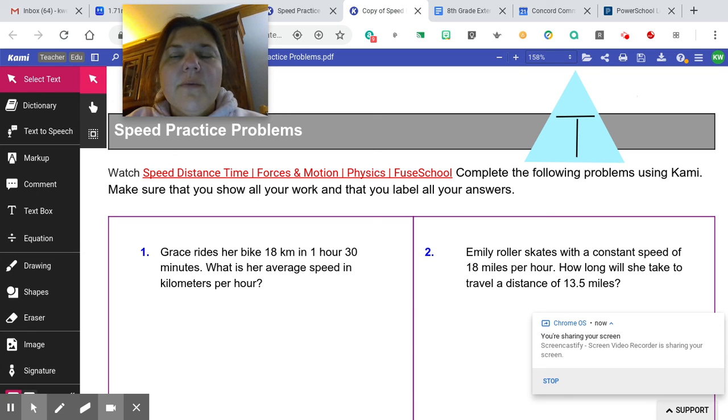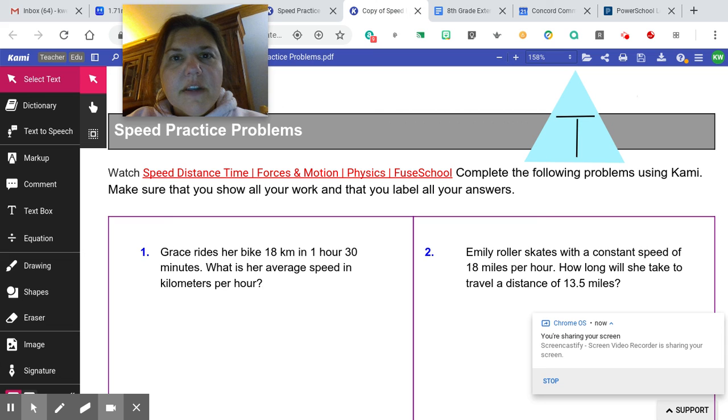I thought that we might want to go through a couple of these speed practice problems just so you know what you are doing and how to set it up. And we'll do one together, we'll set a second one up, and you can kind of finish the rest on your own. You watched this video made by Fuse School about how to calculate speed using distance and time.